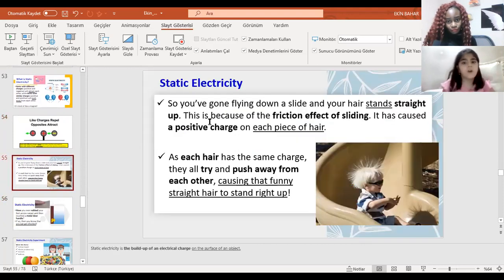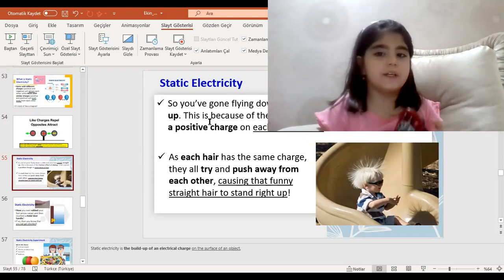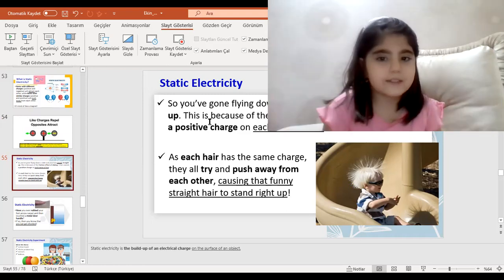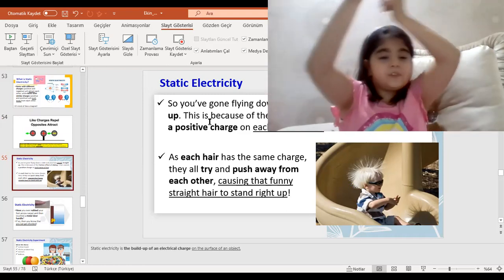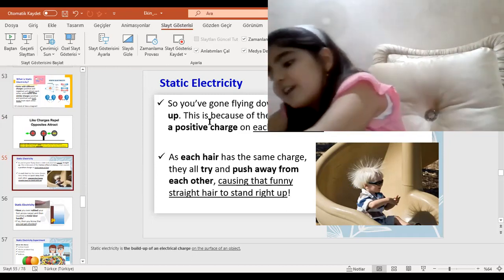So you have gone flying down a slide and your hair stands straight up. This is because of the friction effect of sliding. It has caused a positive charge on each piece of hair. As I mentioned, positive and positive do not pull each other, they push each other. So they repel. So every hair piece has a positive charge. So it means they stand up and do a fight. They push each other. It's like a fight.